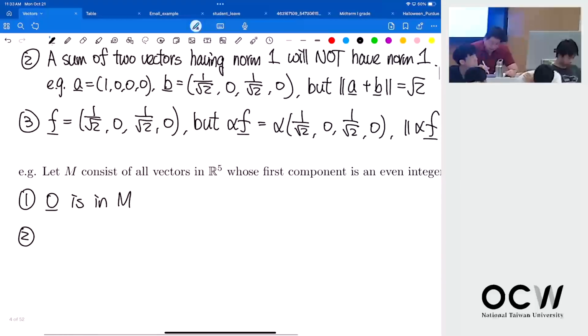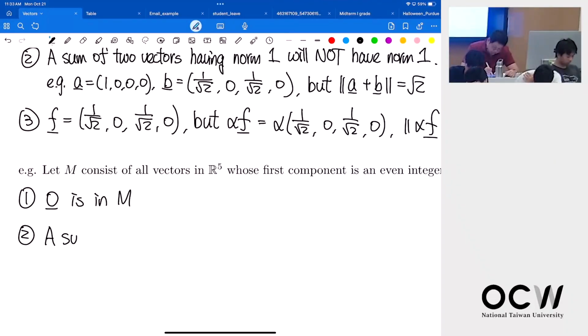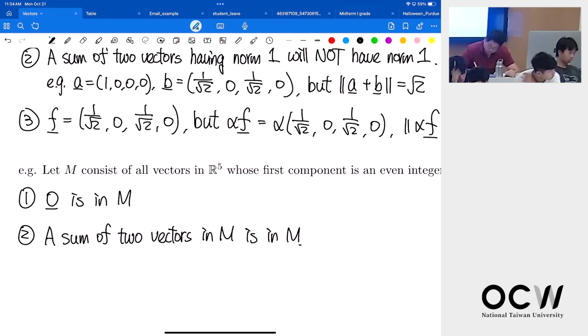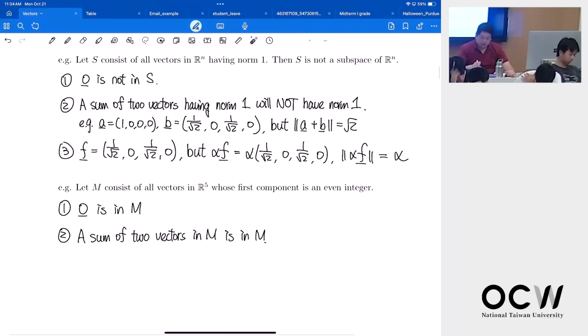Second one, a sum of two vectors in M is in M. Correct? Here, for the set M, I need this condition: the first component is an even integer. Even plus even, 2 plus 4, 6 plus 8, it is still even, right?